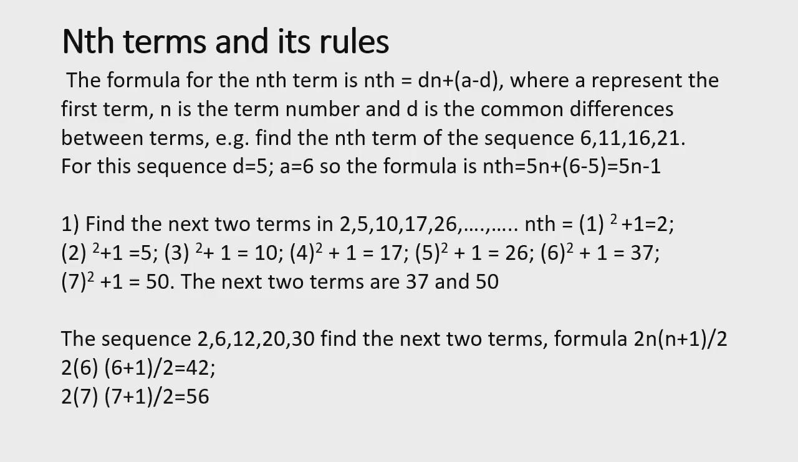And your second one, if you replace this with 7, your answer will be 56. So all you do is look at n, the number of the term, which is 6, and you substitute it there. If it's 7, you substitute it there and you do the calculation and your answer will be 56.